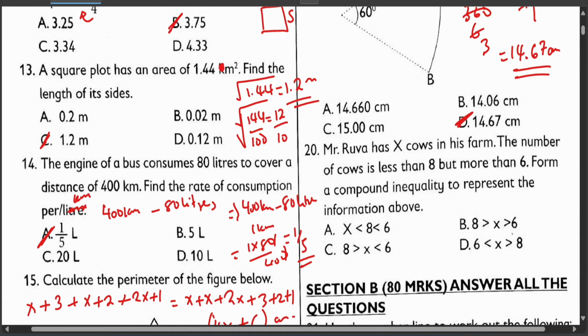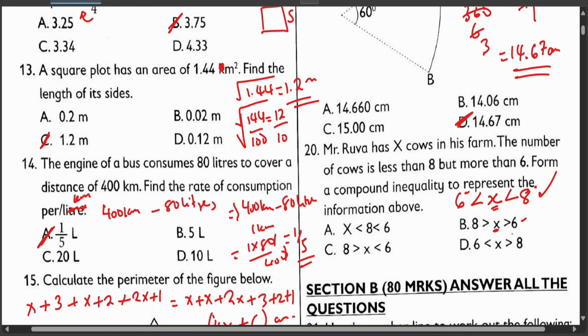Mr. Rover has X cows in his farm. The number of cows is less than 8 but more than 6. Form a compound inequality to represent the information above. So it's less than 8 but it's more than 6. So x is greater than 6 but less than 8.